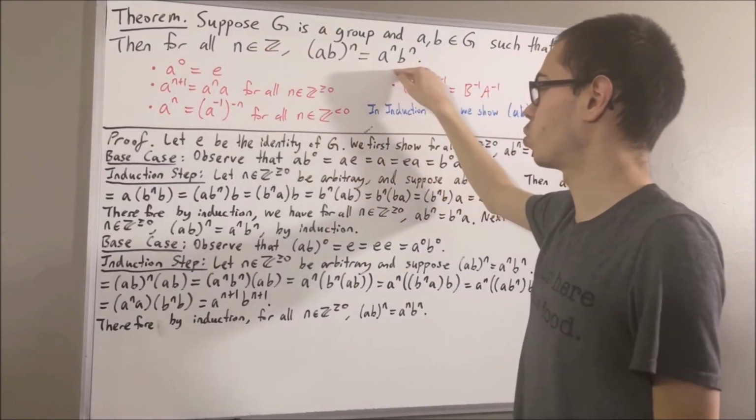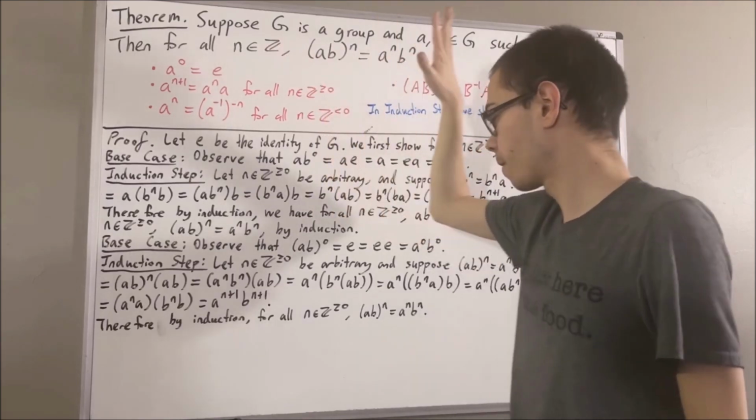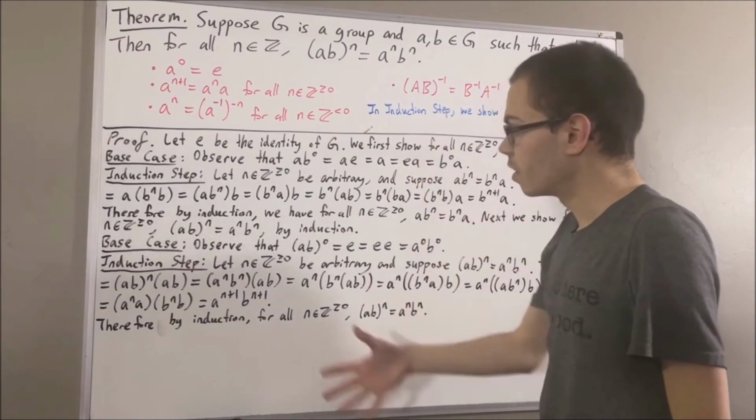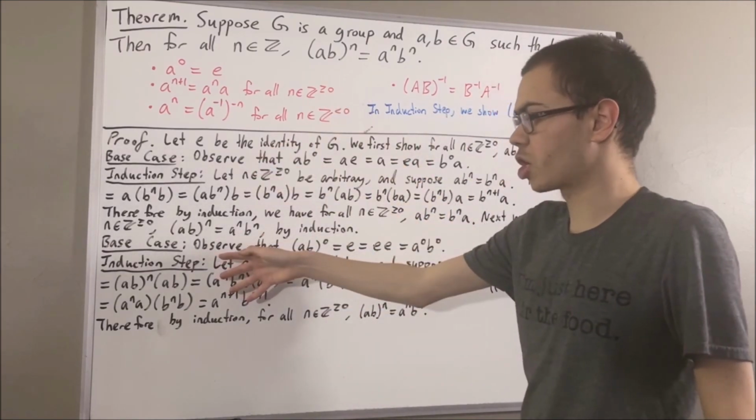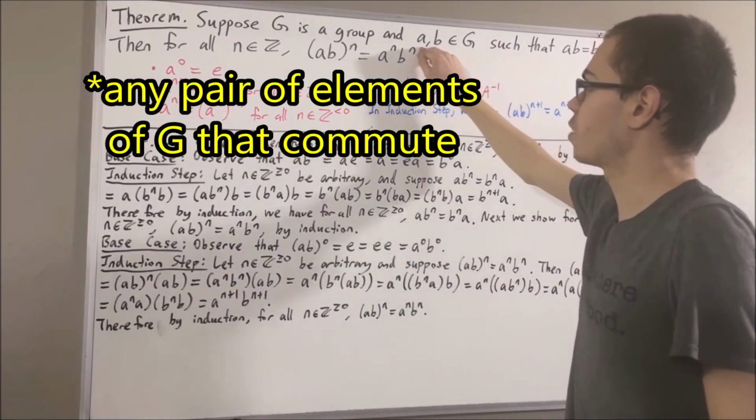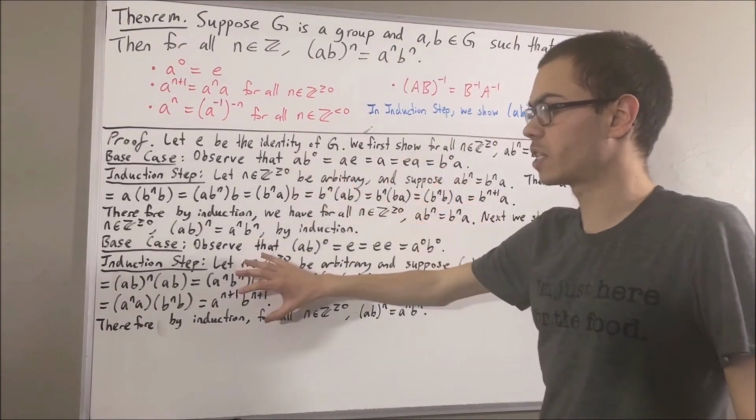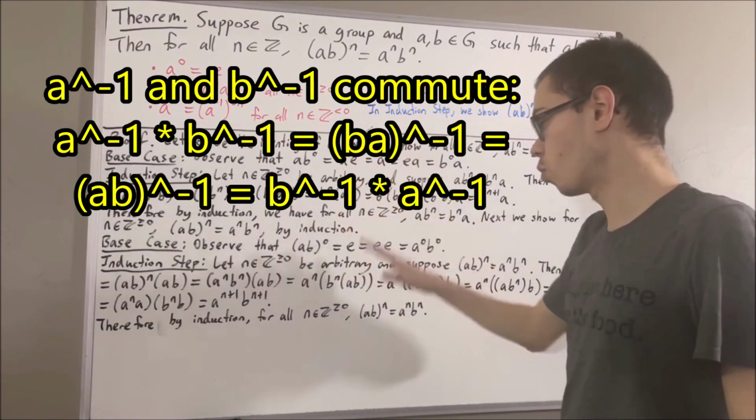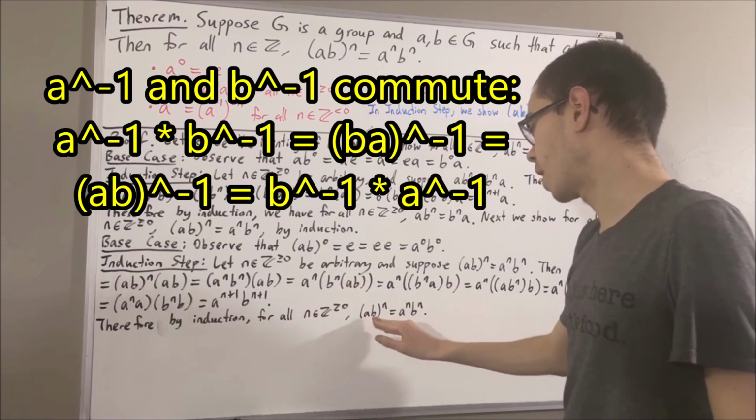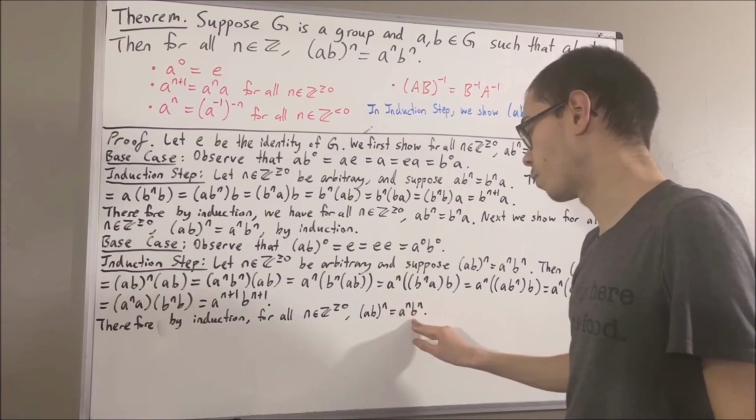But now we want to prove that this equality is true for all integers less than 0. Now, to see how we can do that, the thing to observe is that we could have performed these two induction arguments for any element of G, not just a and b. If we replace a with the inverse of a, and we replace b with the inverse of b, we could repeat these same arguments for the inverse of a and the inverse of b. So we will end up proving that for all integers n greater than or equal to 0, the inverse of a times the inverse of b raised to the power of n is equal to the inverse of a to the power of n times the inverse of b to the power of n.